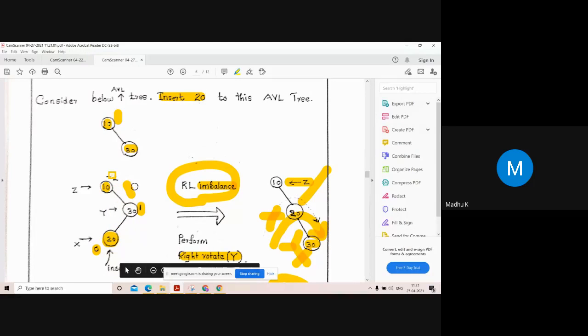Try to understand how the insertion is possible. First, I want to insert the node. Here I am inserting. I am finding the proper place to insert it. Then I insert the node there. Okay. Then what will I do?